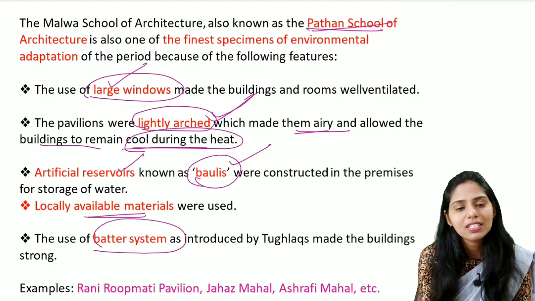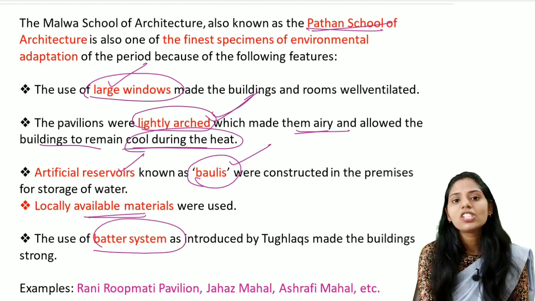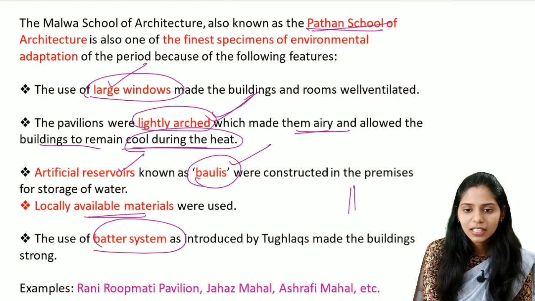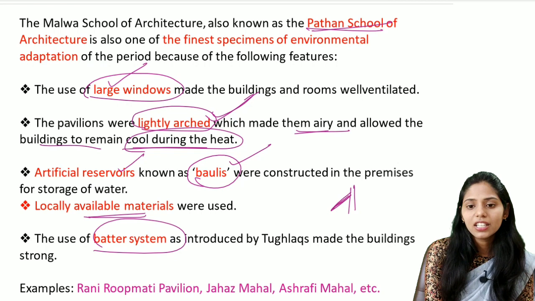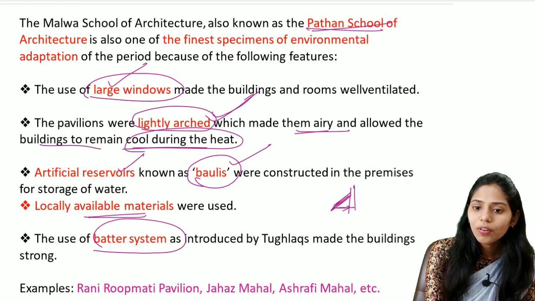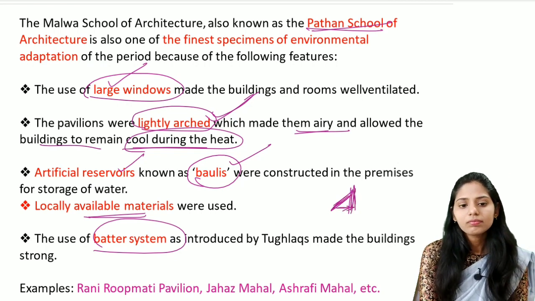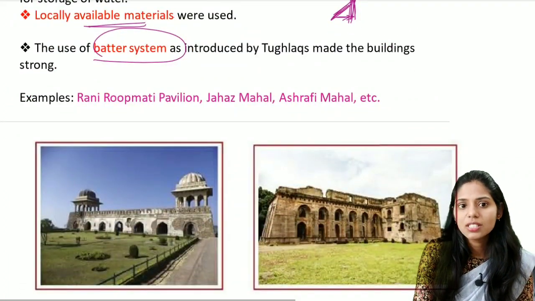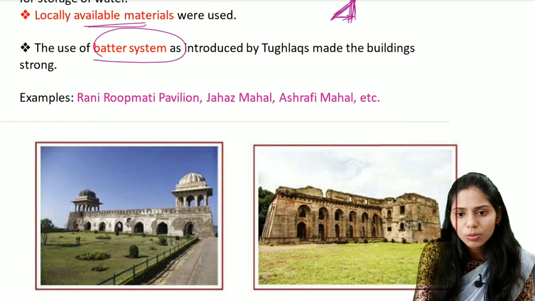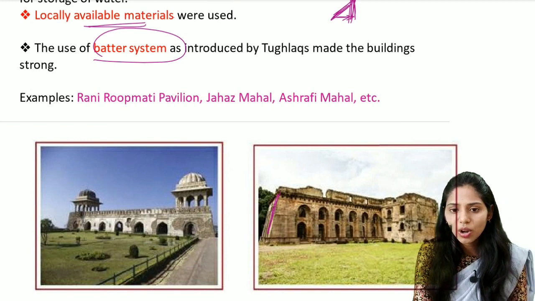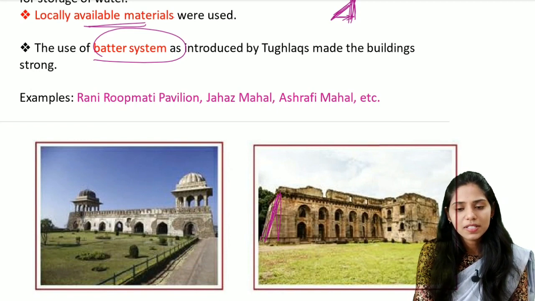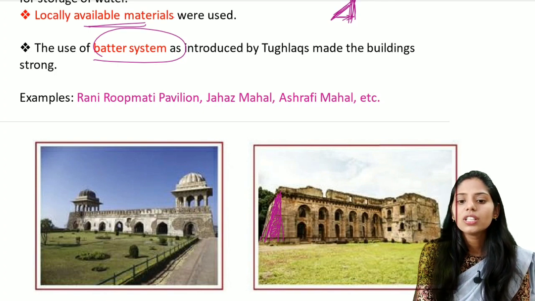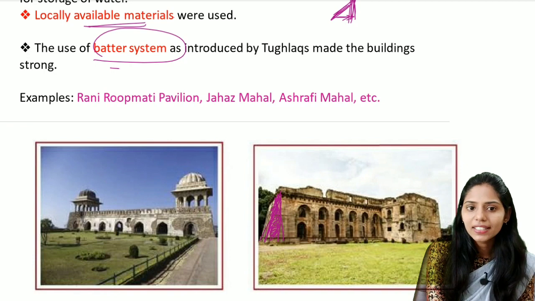So what is the batter system? Tughlaqs mainly focused on the strength of buildings. If there is a pillar, a sideward sloping pillar is built such that it provides strength to this pillar. If you see this diagram, you will understand what the batter system is. Here the wall is not straight, a slope is present. This sloping wall gives strength to the building. So this type of building is called a batter system.